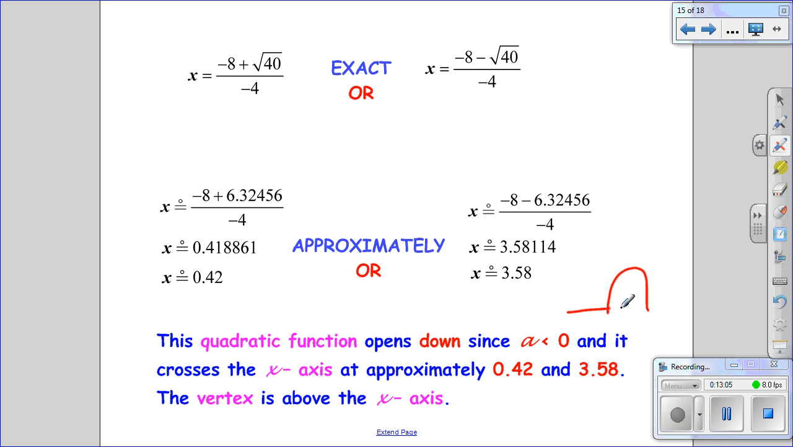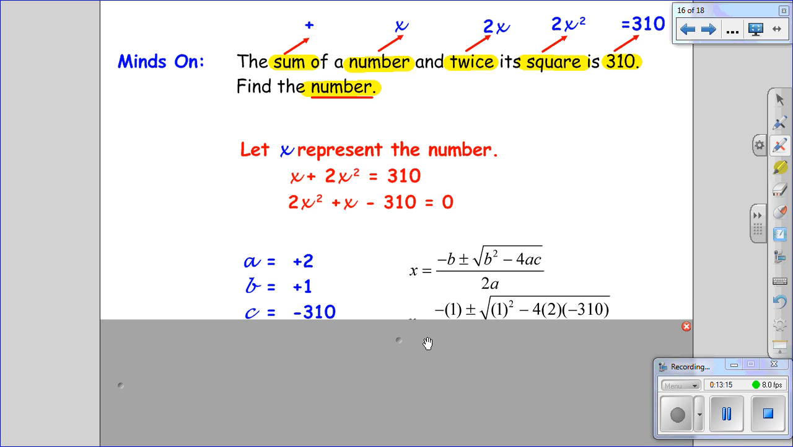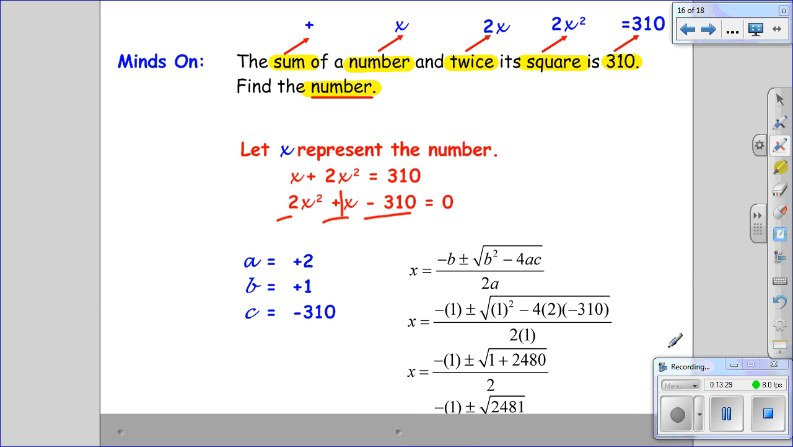And if it opens down and it crosses the x-axis, we can also draw the conclusion that the vertex is above the x-axis. Now, if we go back to this question we started with at the beginning of class, now we have all our tools to solve it. A is positive 2, B is positive 1, because the number in front of x is a 1, and negative 3 is C. And we plug all of those numbers in exactly the same way.